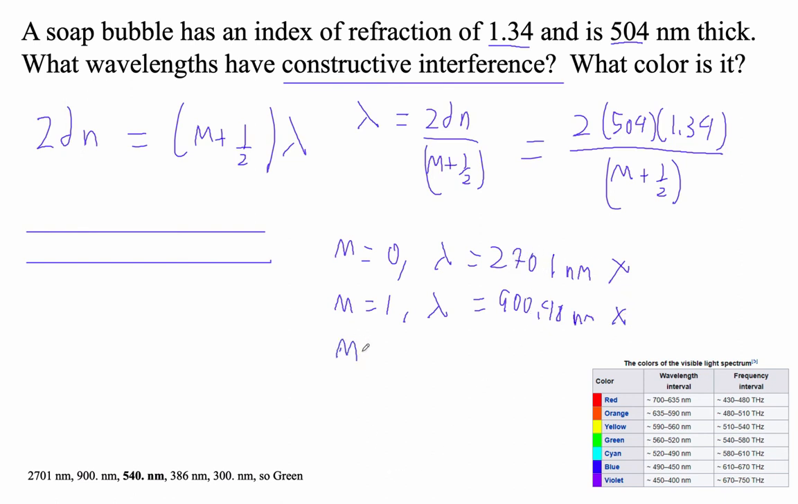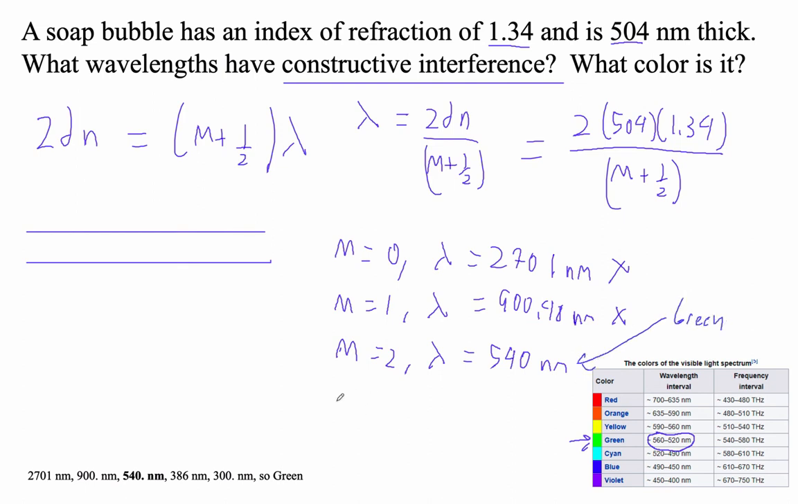Okay, so let's try m is 2. I'm plugging in a 2, and I'm getting 540 nanometers. I think that's a color. Let's look it up. Here it is. It's right in the middle. It's going to be a very green, little green there. So it's going to be green. That guy would look green.